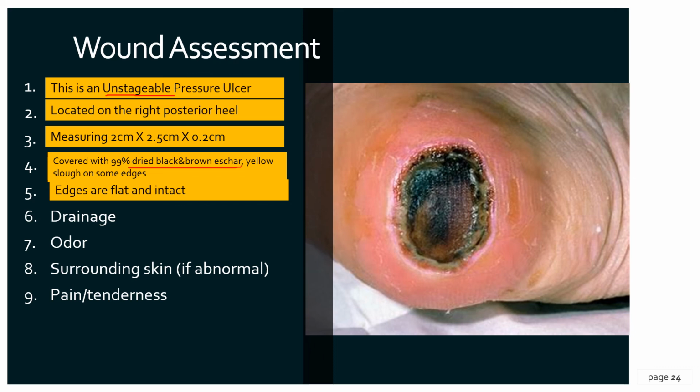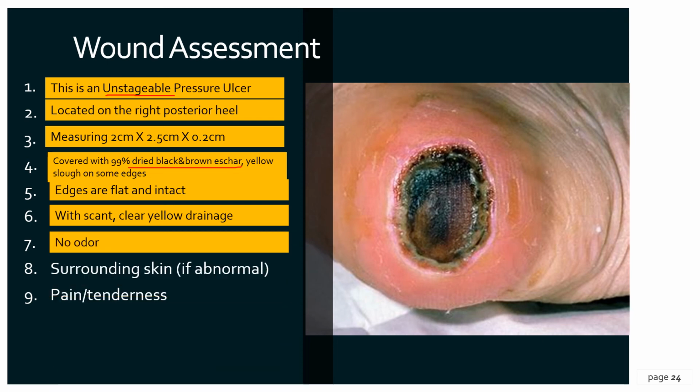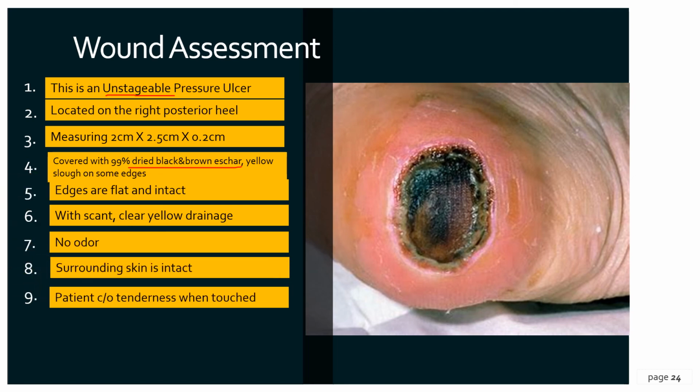And then we talk about the edges. They're flat and intact. Drainage, I usually notice that on the dressing that I take off. Odor, there was no odor on this wound, again, after I cleaned it. You can talk about surrounding skin, and always ask the patient if there's any pain or tenderness.